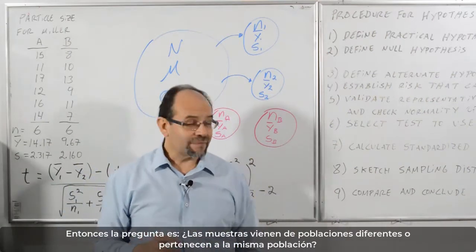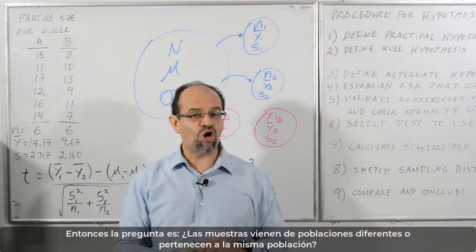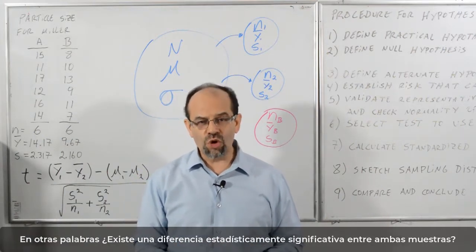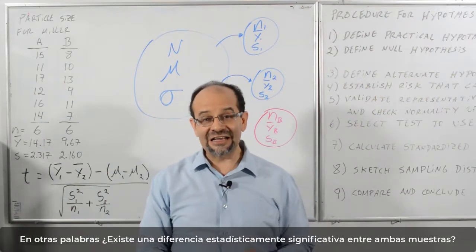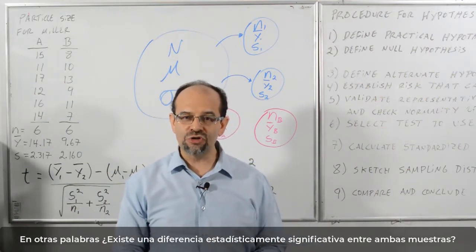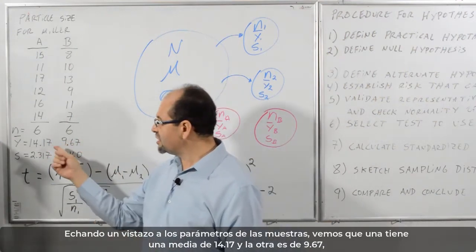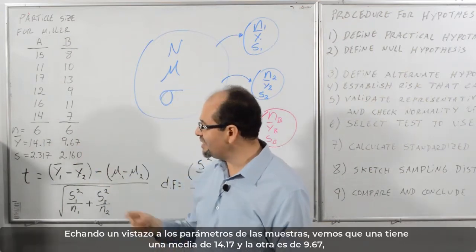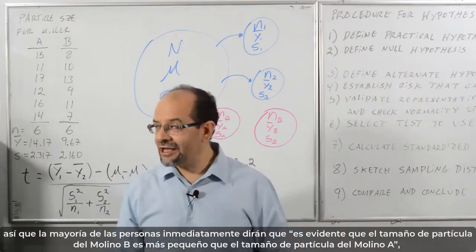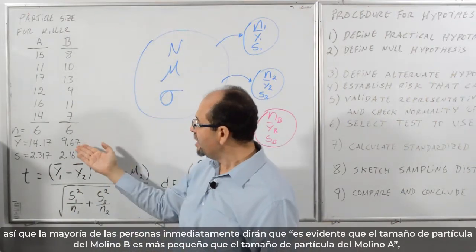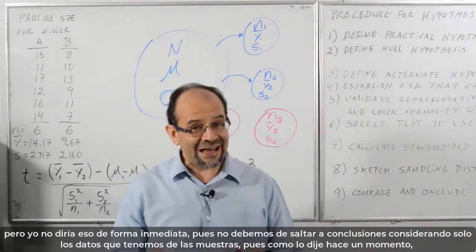But the question is, are these samples coming from different populations, or maybe they are coming from the same population? In other words, is the difference between those two a significant difference from a statistical point of view? Of course, if we take a look at the data of the samples, we will see that one mean is 14.17 and the other mean is 9.67. So in most cases people state, of course, the particle size for Miller B is smaller than the particle size for Miller A. But I wouldn't say that immediately.